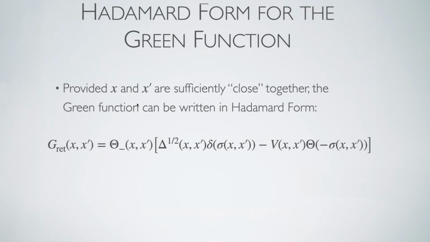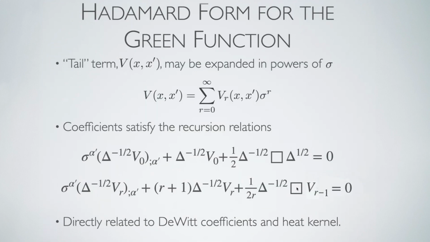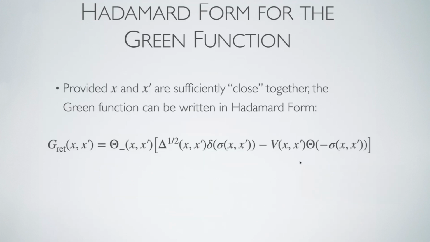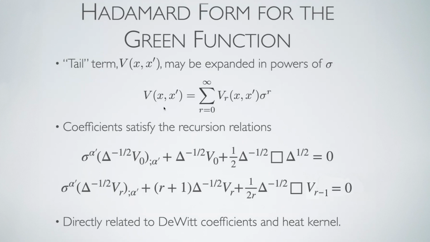So we have this Hadamard form Green function that seems nice, but we really just moved the problem onto figuring out how we're going to solve for delta to the half and v. Well, it turns out that there's a way you can do that using transport equations of the type we saw earlier on in the talk. So in fact, this v here, this term in front of the theta, you can write formally as a series in sigma. So it's a sum of terms, V_r times sigma to the power of r. Here the r means raised to the power of rather than covariant derivative, just for clarity. So this is a power series in powers of sigma.